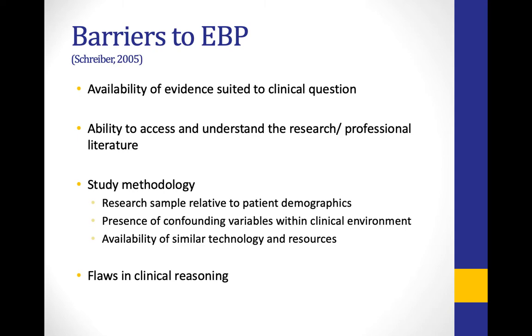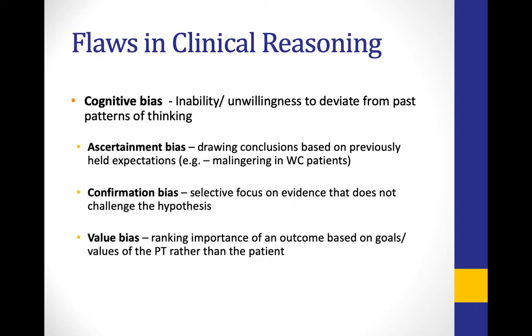The next thing we're going to consider is flaws in clinical reasoning and how these flaws could interfere with evidence-based practice. Fortunately, when we are aware of these flaws, we can work towards reducing or eliminating them. Cognitive bias is the inability or unwillingness to change our thinking patterns. Changes in clinical practice based on new evidence can be challenging in this regard. Ascertainment bias is somewhat similar. This is where a healthcare practitioner draws conclusions based on previous expectations.